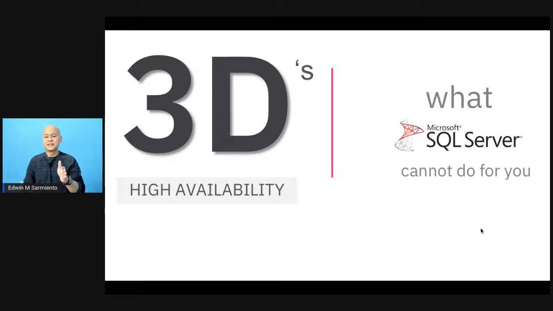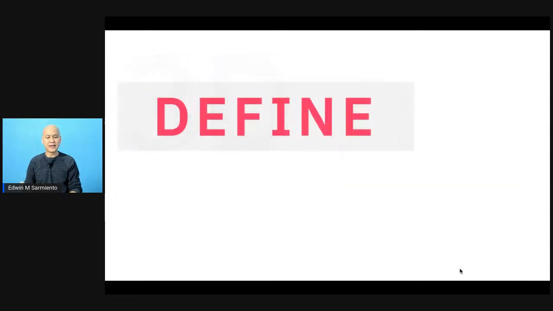And this is what SQL Server cannot do for you. Right? SQL Server can have all of these features. It can have all of these technical benefits. But these 3 Ds are the things that SQL Server can never do for you. What are they? The first one is define. I talked about recovery point, recovery time objectives and service level agreements. These are things that SQL Server can never define for you.